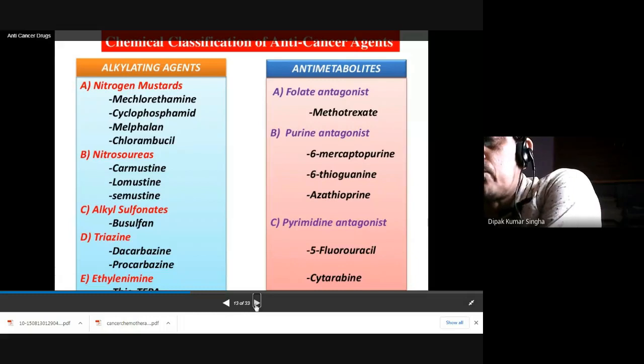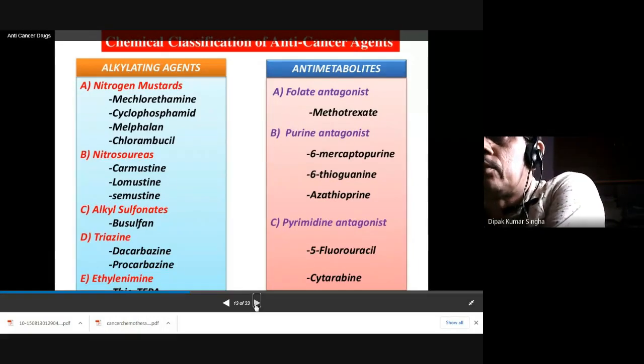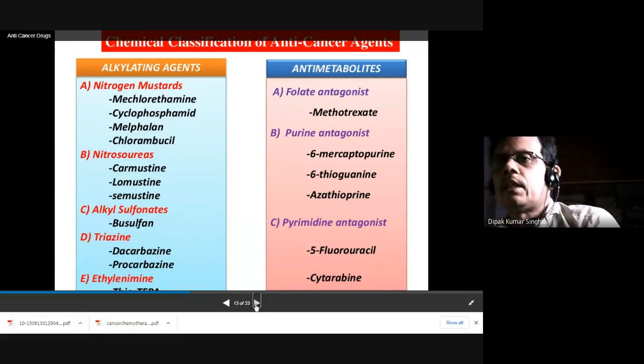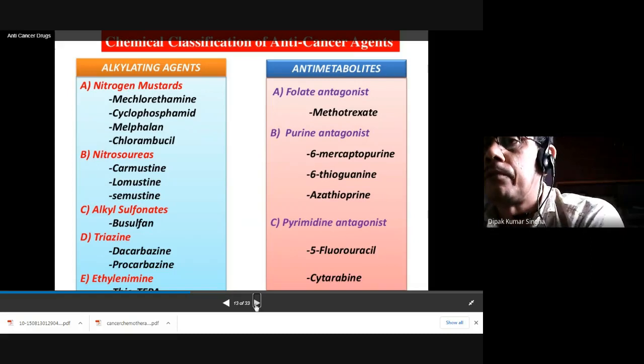These are the most useful and most widely used anti-cancer drugs. Under this class: mechlorethamine, cyclophosphamide, melphalan, chlorambucil, and nitrosoureas like carmustine, lomustine, and semustine. These are also newer classes of drugs which are used. And then the alkyl sulfonate busulfan, thiotepa, and ethylenediamine, and the antimetabolites.